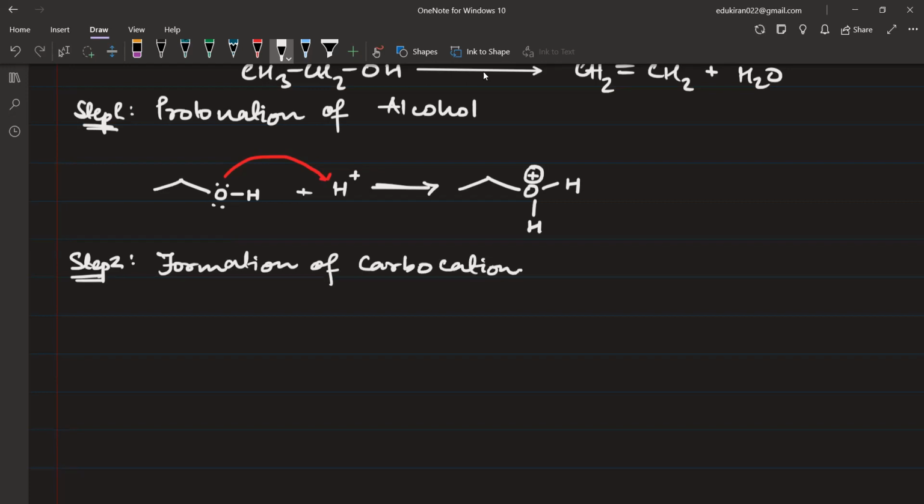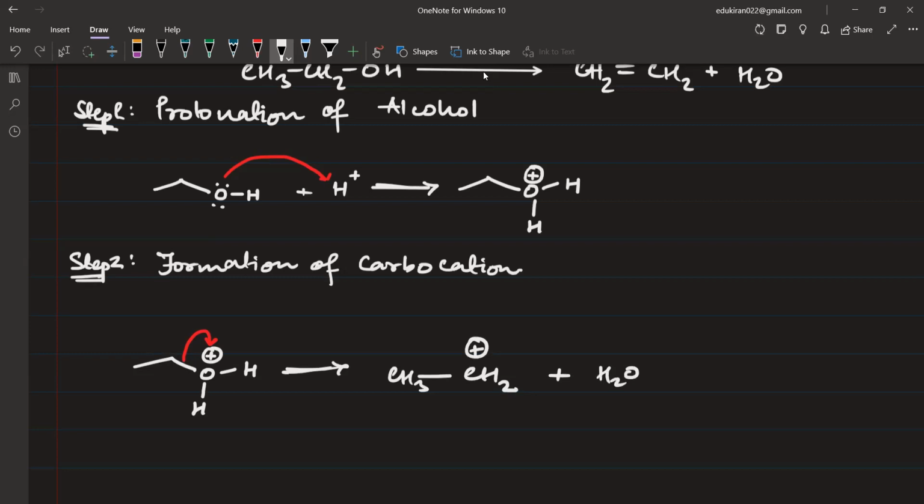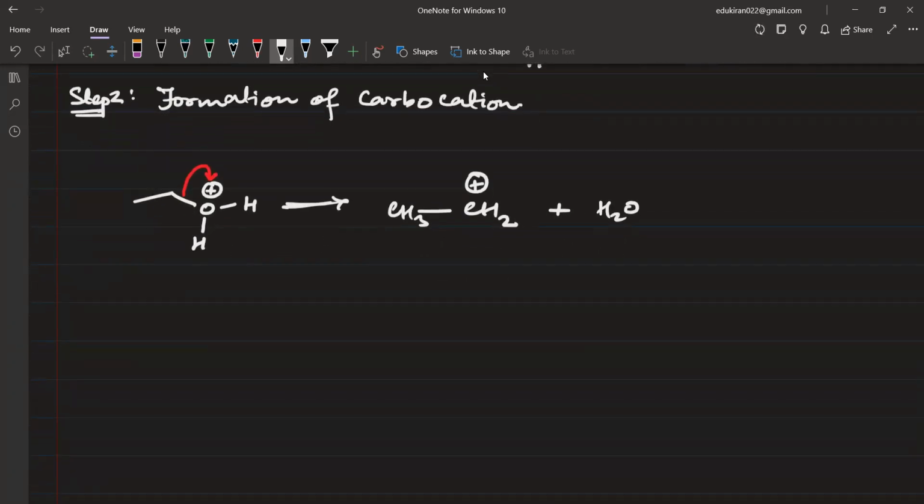Formation of carbocation. Now we have 2 carbon atoms, and then we have oxygen with 2 hydrogens attached to it and a positive charge. Now the electron will move from sigma bond to this positive charge, and water will be removed. Now we are going to get what? CH3, single bond, CH2 positive plus H2O. Now once the carbocation has been formed, write the step 3.